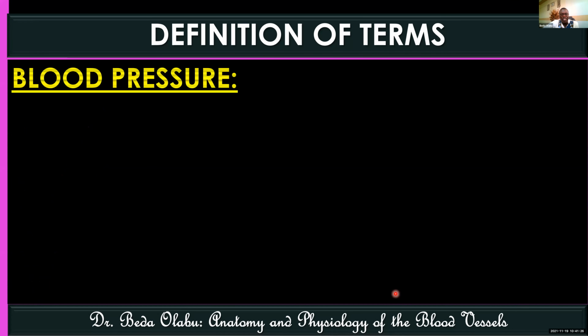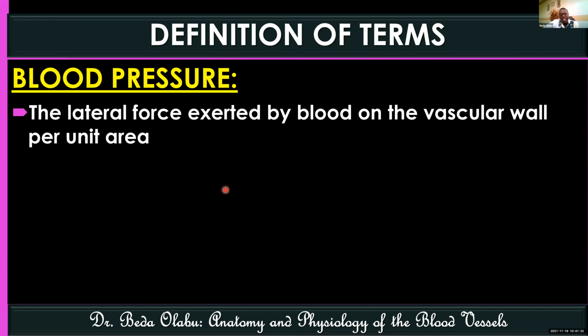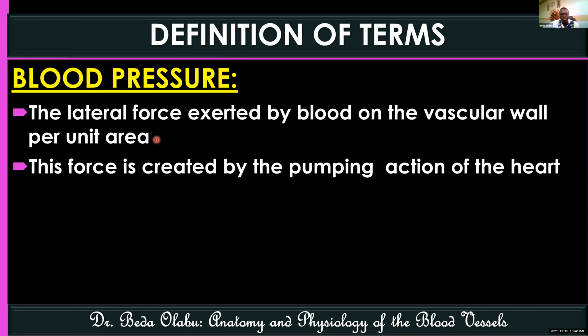The second thing I want us to define is the blood pressure. Blood pressure is the lateral force that is exerted by blood on the vascular wall per unit area. Lateral force. Remember, blood flows longitudinally along the lumen. But there's some force that blood puts on the vessel. That's the lateral force. So the force that the blood exerts on the vascular wall per unit area is what we call blood pressure. That force is created by the pumping action of the heart.